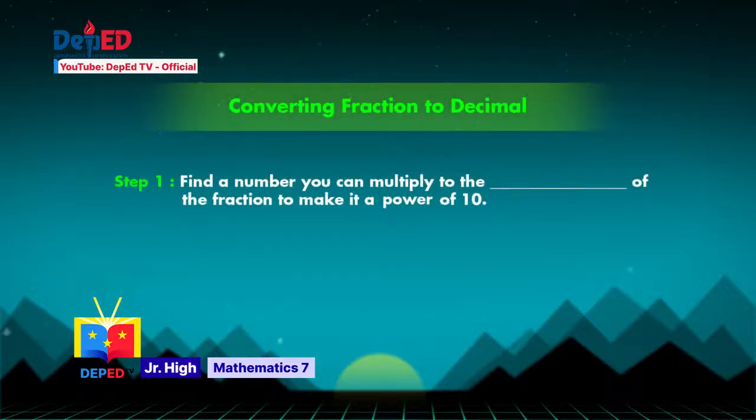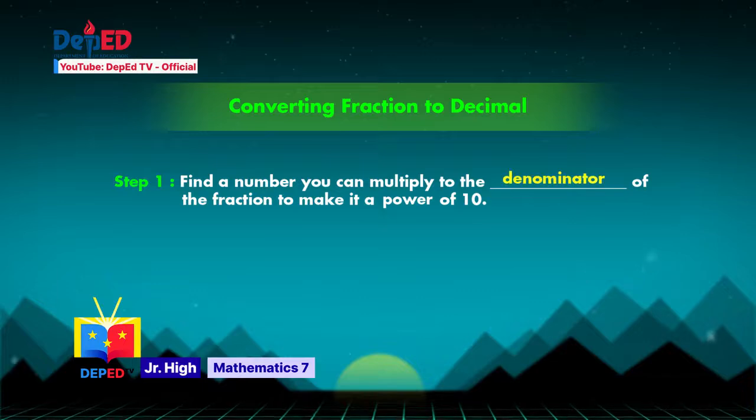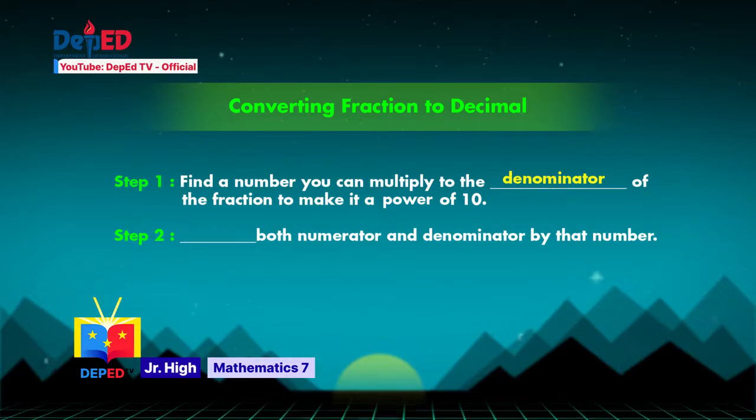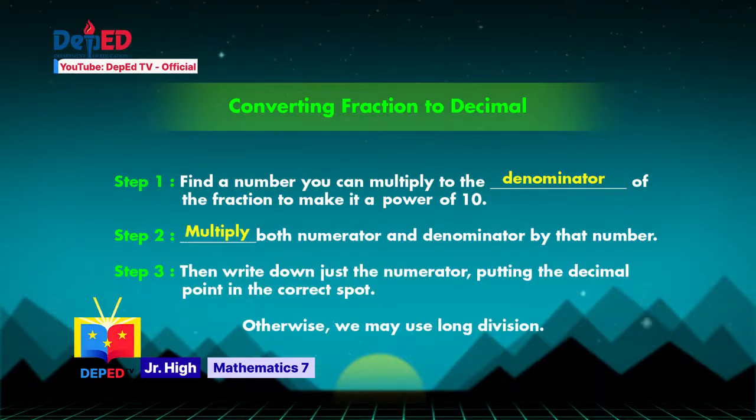Help me by completing the statements on how to convert fraction to decimal. Step 1. Find the number you can multiply to the denominator of the fraction to make it a multiple of 10. Step 2. Multiply both numerator and denominator by that number. Step 3. Write down just the numerator, putting the decimal point in the correct spot. Otherwise, we may use long division.